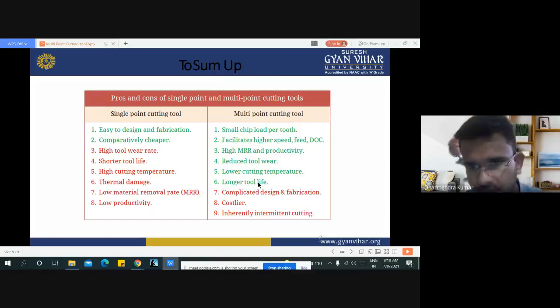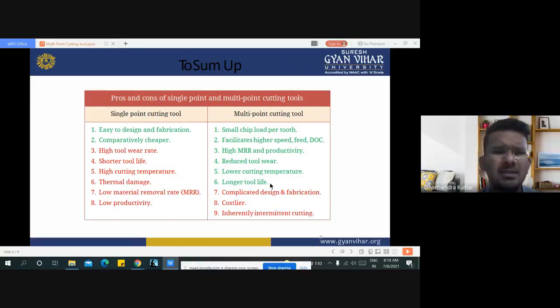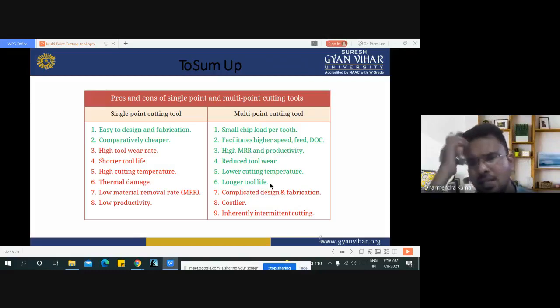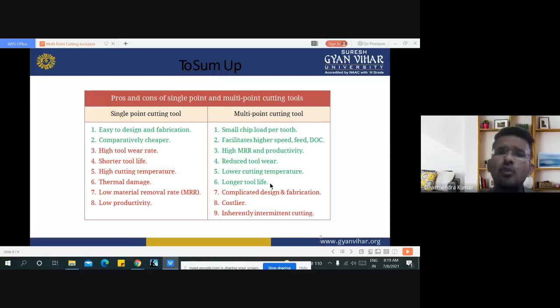But the generation of heat at the place of contact between the multi-point cutting tool and the workpiece is much lower than for the single point cutting tool, so very little thermal damage occurs because the temperature does not rise much at the place of contact. Thus it improves the overall tool life of the multi-point cutting tool.